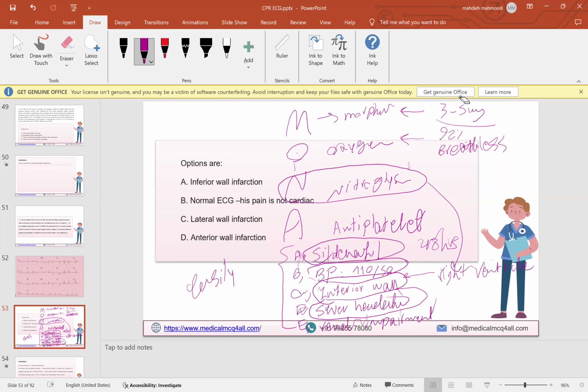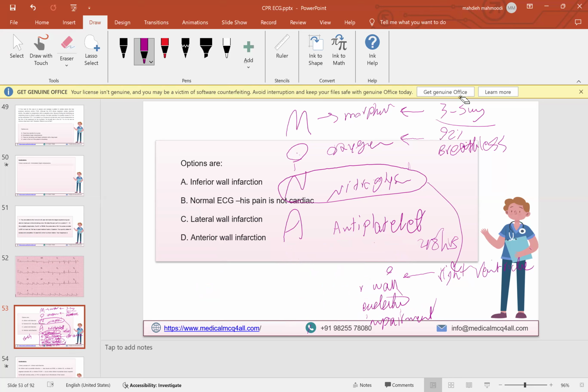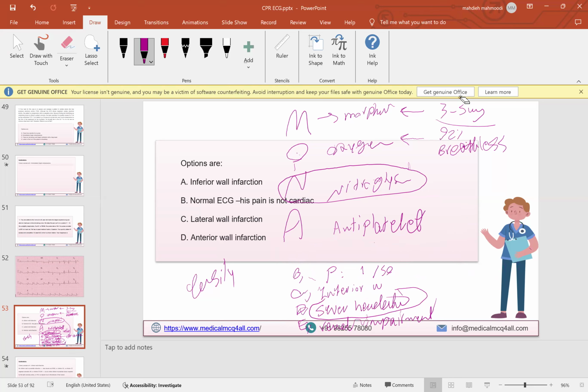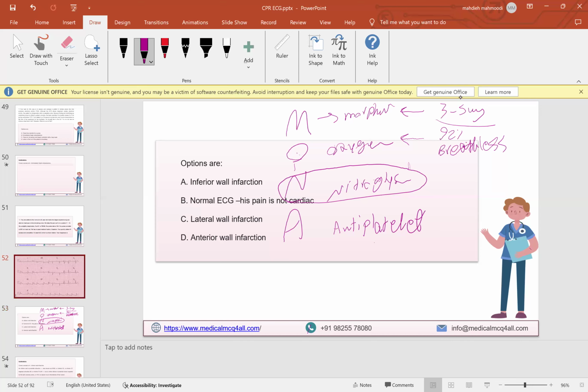And antiplatelet agents, you go for aspirin, you go for clopidogrel or any other second antiplatelet agent, and you go for atorvastatin. Clear? Clear? Yes, ma'am. Very good. So now let's go to another question on the same ECG.